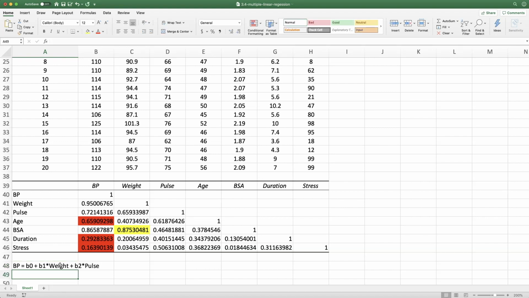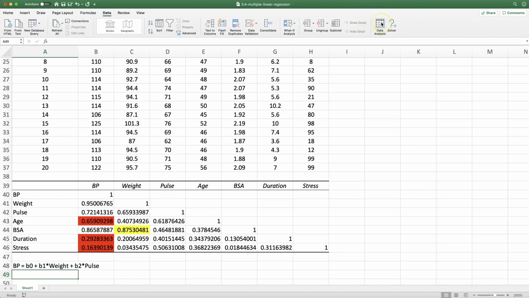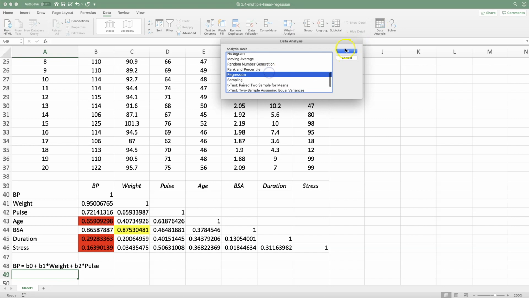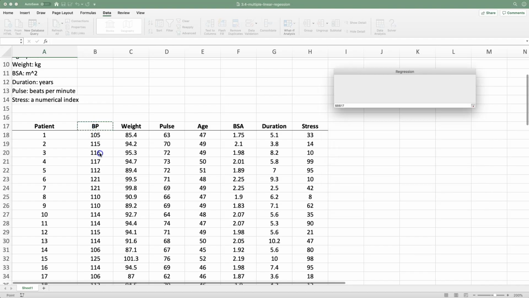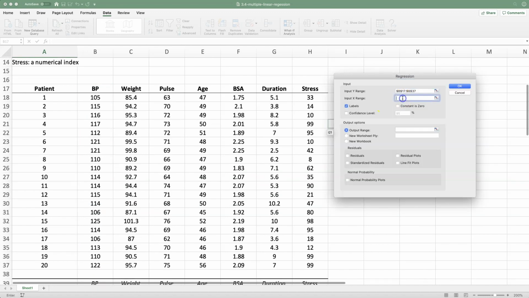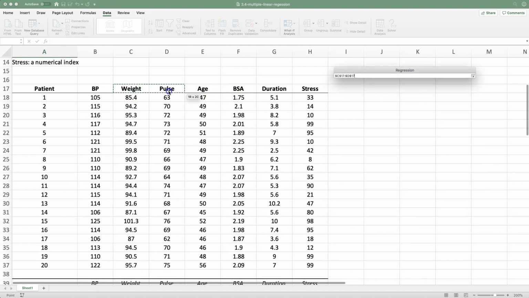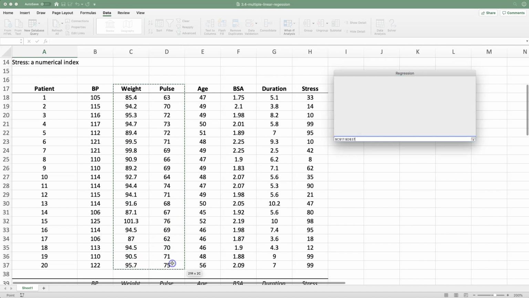Let's use Excel's Data Analysis add-in to calculate the intercept and the 2 slopes. In the ribbon, click the Data tab and go to the Data Analysis add-in. Select Regression and click OK. Select the input Y range and select all of the blood pressures, including the column title. Select the input X range and select the weight and the pulse values, including the column titles.